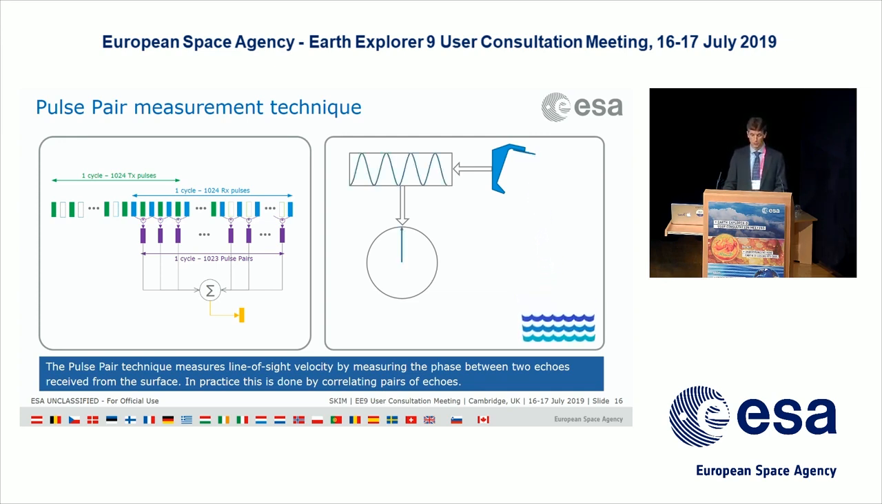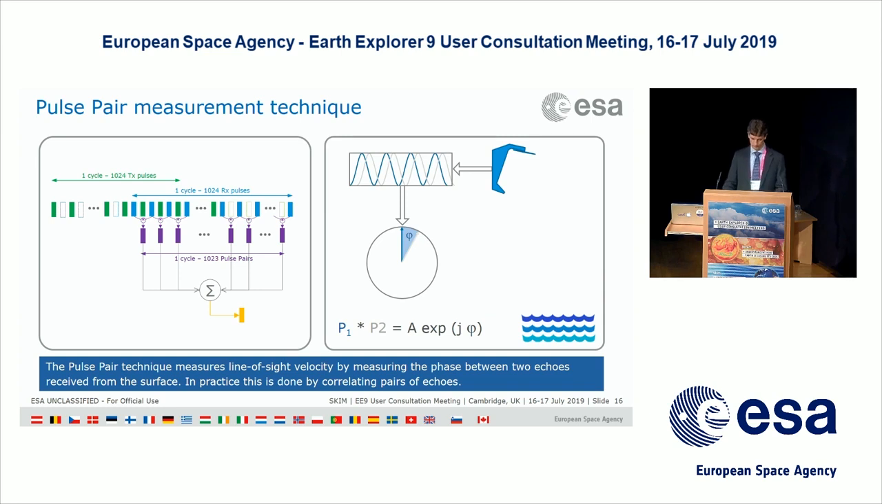And now, by measuring the phase between those two received echoes, we have a direct measurement of the line of sight velocity. In practice, this is done by correlating two pulse pairs together, but that's just a way of measuring the phase. And this is quite a noisy measurement, which is why we're not doing this just once, but for the whole cycle or burst of echoes that we've received. This is what is shown on the left here.